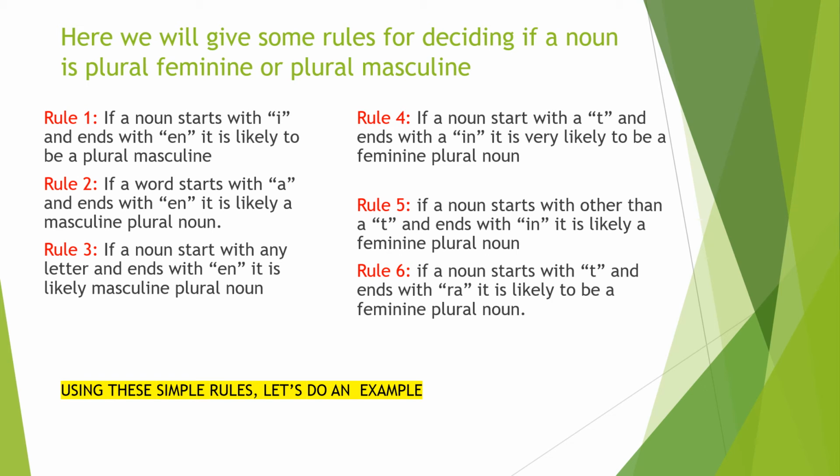Similarly for the feminine, Rule 4, if a noun starts with a T and ends with an IN, it is likely to be a feminine plural noun. Rule 5, if a noun starts with other than a T and ends with IN, it is likely a feminine plural noun. Rule 6, if a noun starts with a T and ends with RA, it is likely to be a feminine plural noun.